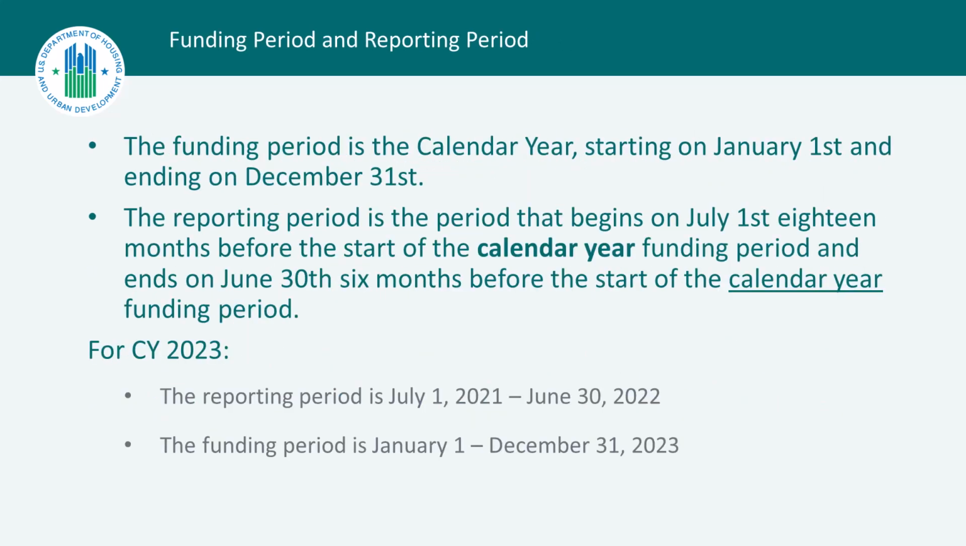The funding period is the calendar year, starting on January 1st and ending on December 31st. The reporting period is the period that begins on July 1st, 18 months before the start of the calendar year funding period, and ends on June 30th, 6 months before the start of the calendar year funding period. For example, for calendar year 2023, the reporting period is July 1, 2021 through June 30, 2022. The funding period for calendar year 2023 is January 1st, 2023 through December 31st, 2023.